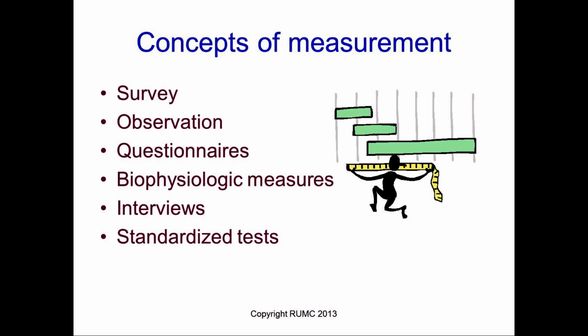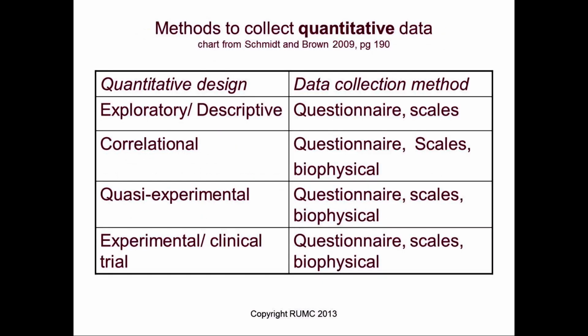So concepts of measurement, this is just a very brief review. You may consider survey, observation, questionnaires. There may be biophysical measures, lab work that needs to be done. There could be interviews or standardized tests. This slide shows methods to collect quantitative data. Okay, and quantitative data is data that can be counted. So you can see here from the data collection methods that these would provide that type of data.